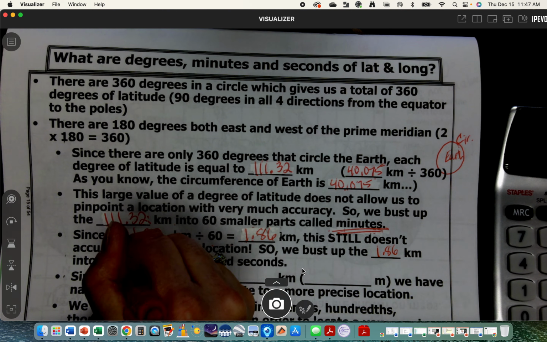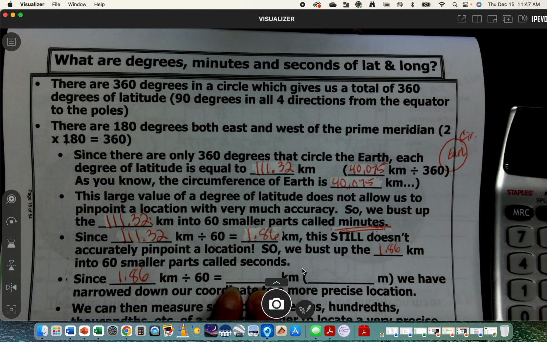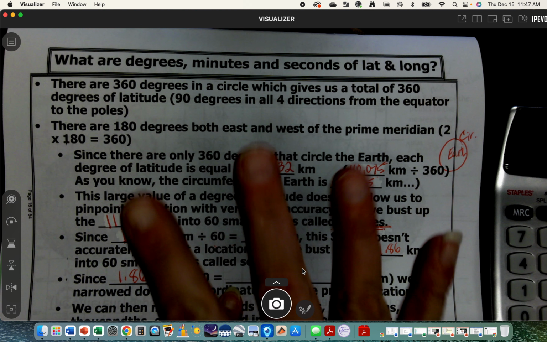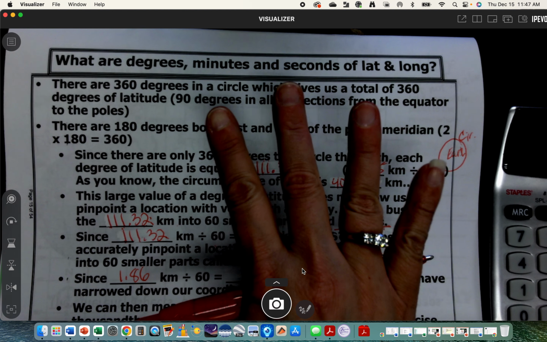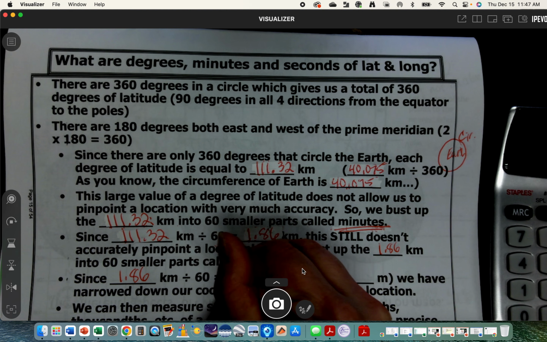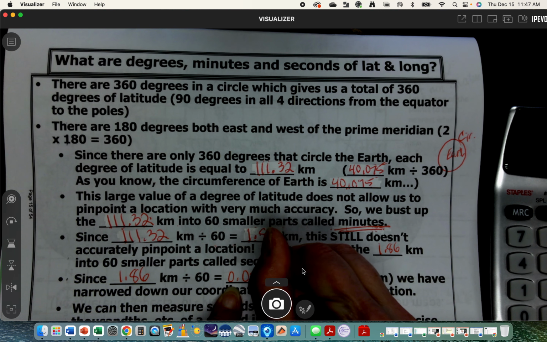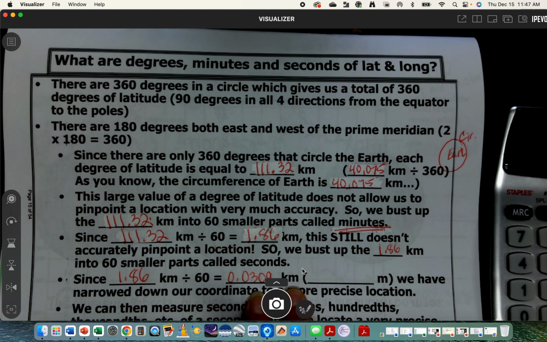Since 1.86 kilometers divided by 60 equals, to the 10,000th now, to 4 decimal places, you should get 0.0309 kilometers. That doesn't have much meaning. Let's convert it into meters.